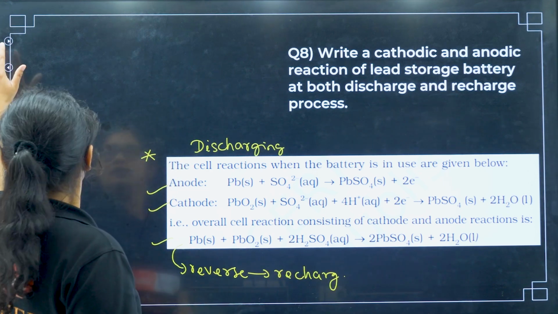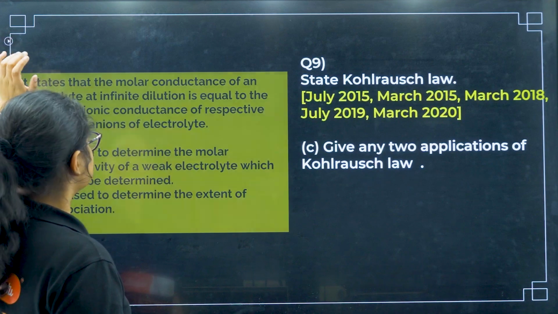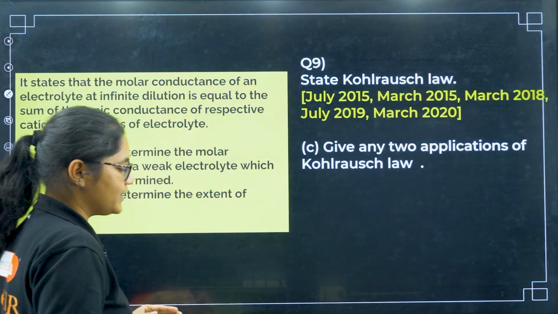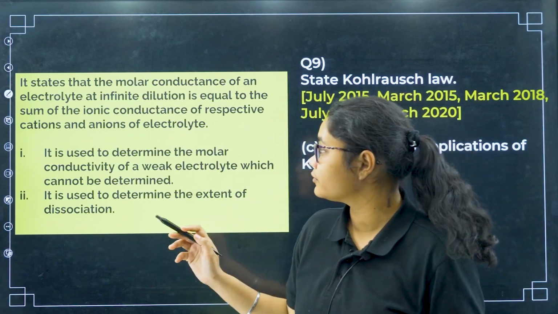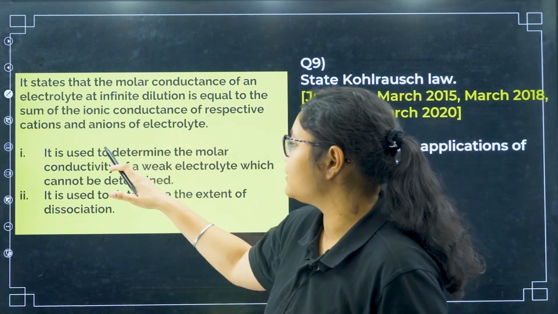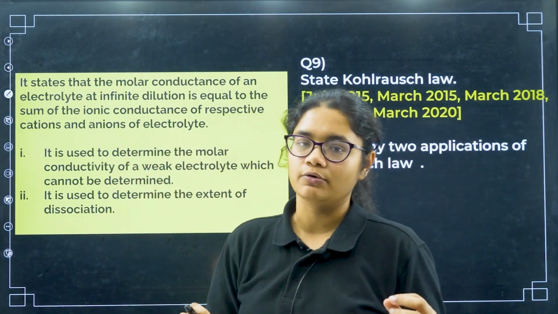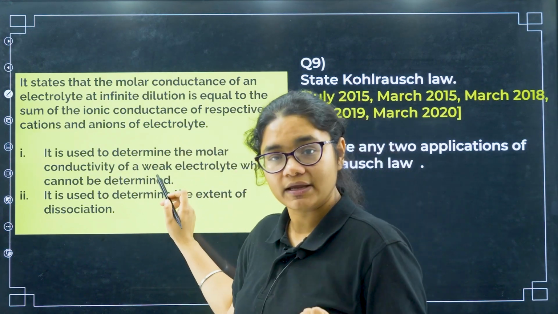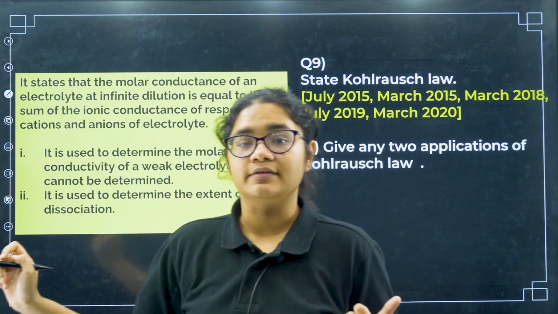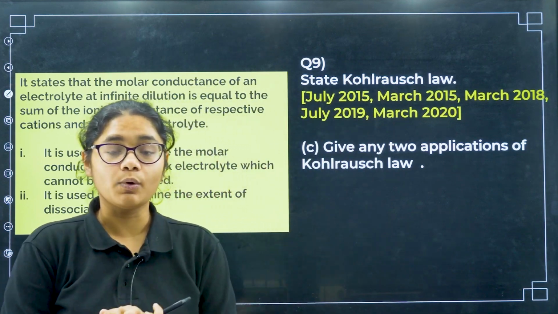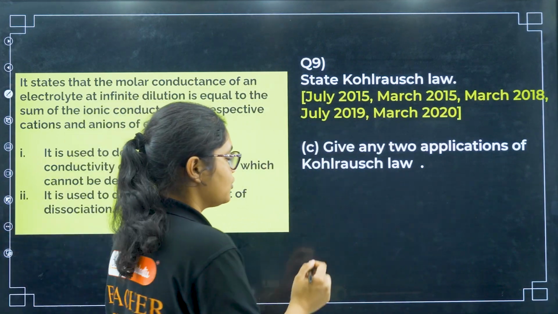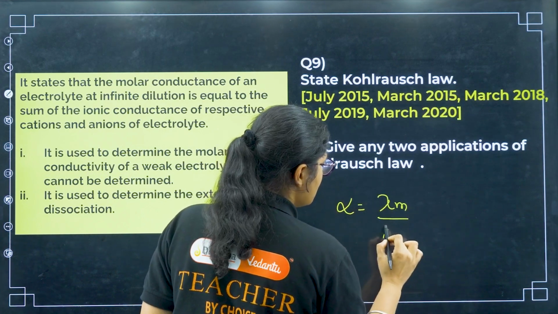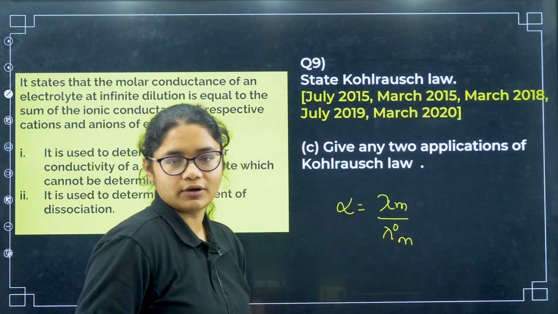Next we have Kohlrausch law and its application. The statement of Kohlrausch law: the molar conductance of an electrolyte at infinite dilution is equal to the sum of the ionic conductance of the respective cations and anions of the electrolyte. What are its applications? It is used to calculate the molar conductivity of weak electrolyte, and it is used to calculate the extent of dissociation, using the formula molar conductivity by limiting molar conductivity.